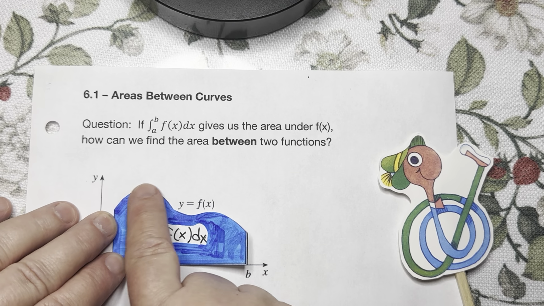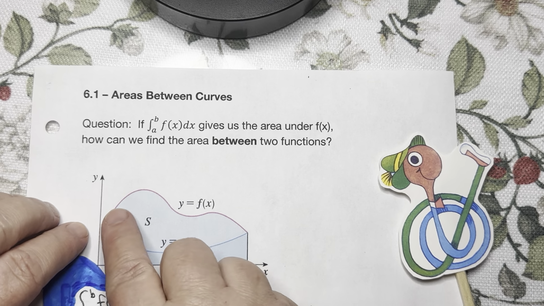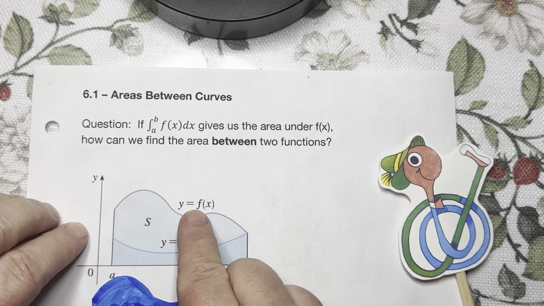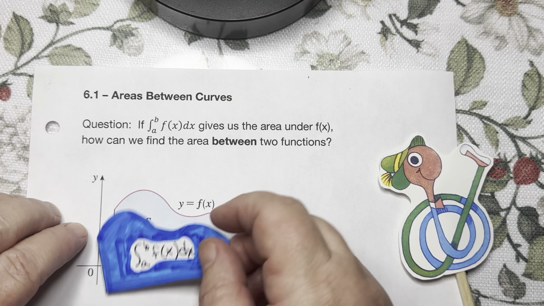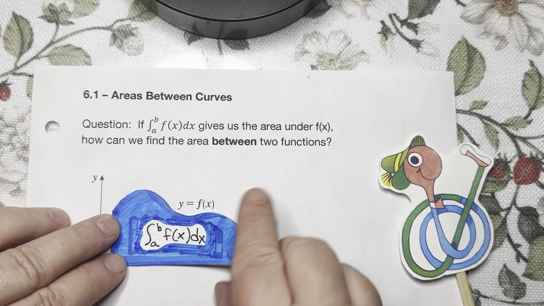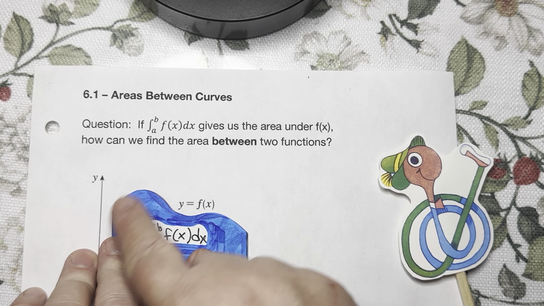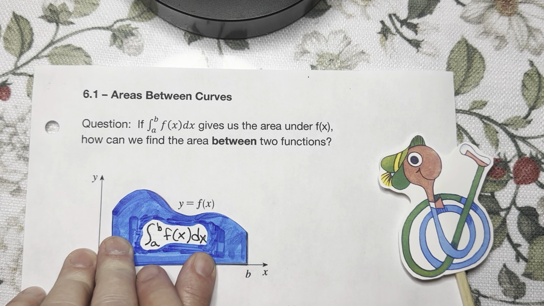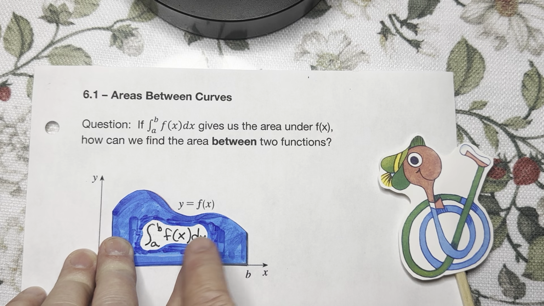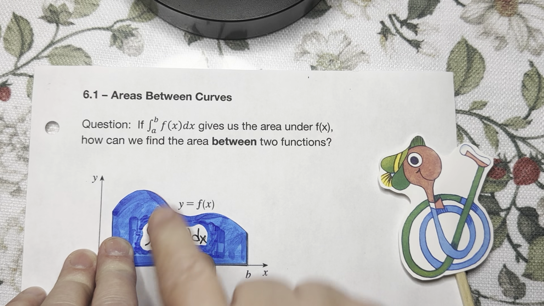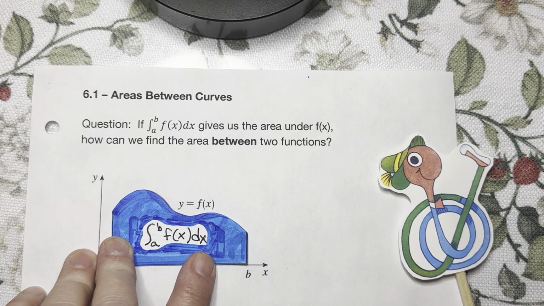If this pink curve is the curve y equals f of x, then the area under this curve is what's shaded in blue. This is the definite integral from a to b of f of x dx, and that gives us the whole area of the blue.